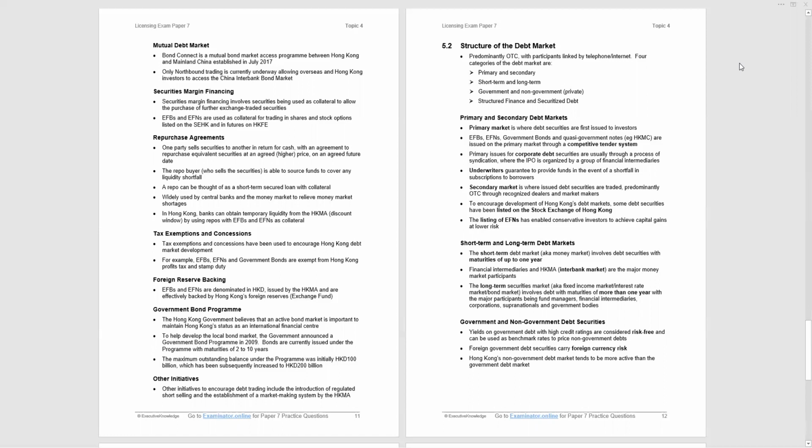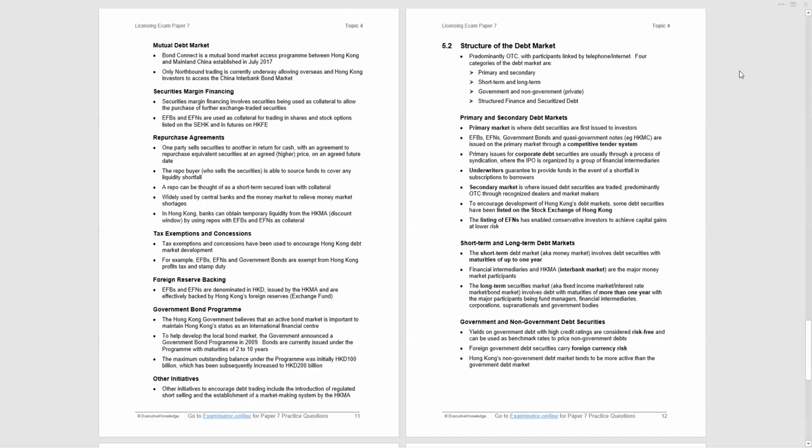Tax exemptions and concessions. Some debt provide exemption from Hong Kong profits tax and stamp duty. The exchange fund bills and notes are effectively backed by foreign currency because of Hong Kong's foreign currency reserves in the exchange fund. There is a government bond program, and now we have these bonds issued with maturities of 2 to 10 years. Maximum balance of the initial program was $100 billion Hong Kong dollars. It's now gone up to 200 billion Hong Kong dollars. And there are other initiatives in play to encourage debt trading in the Hong Kong market.